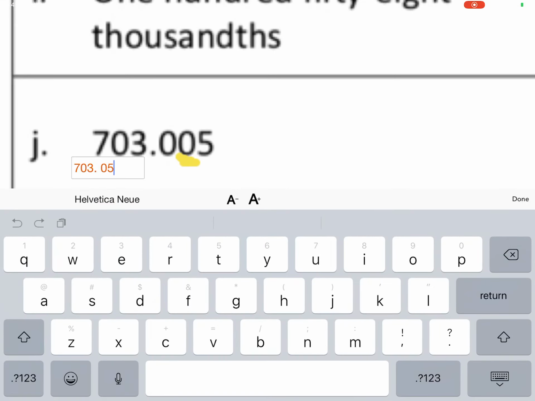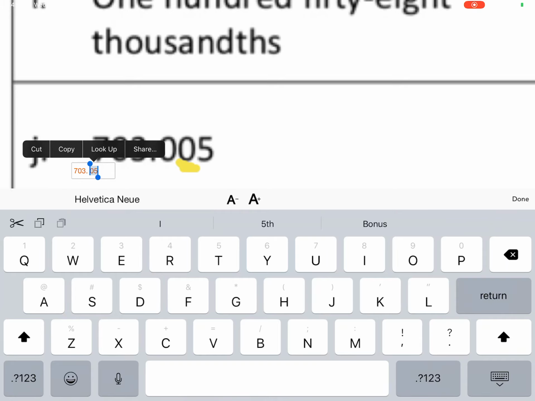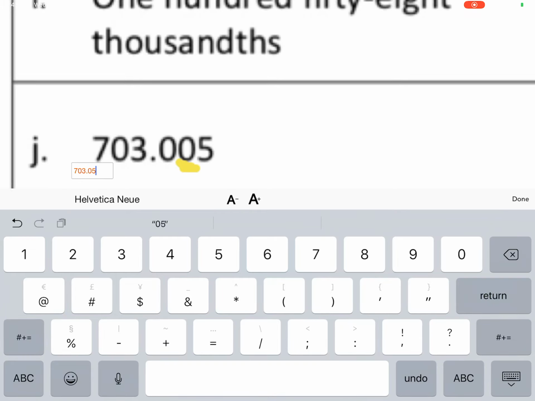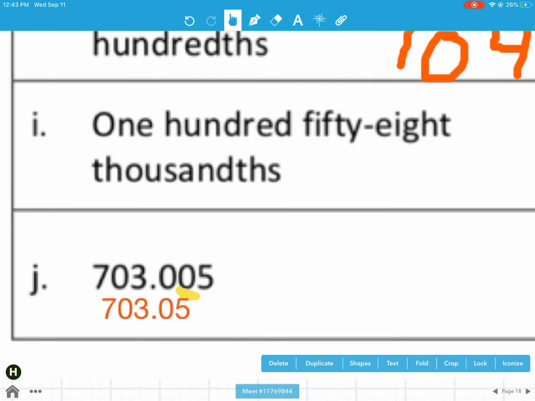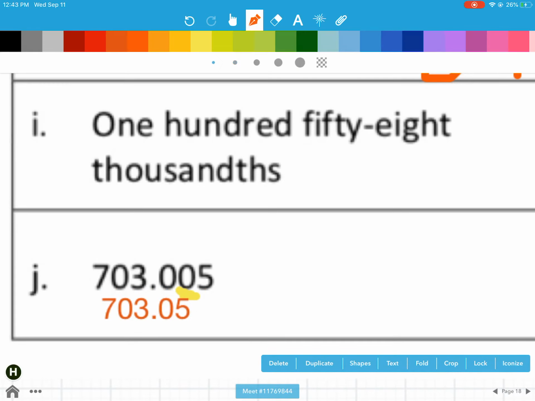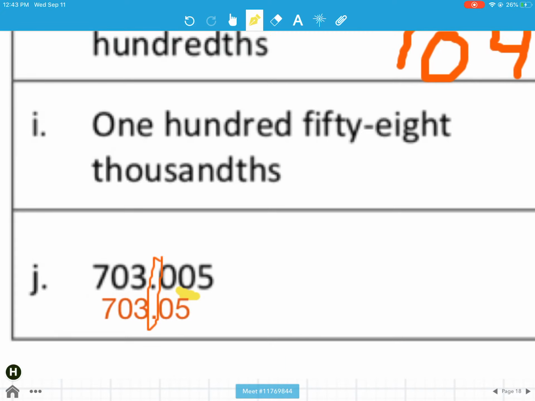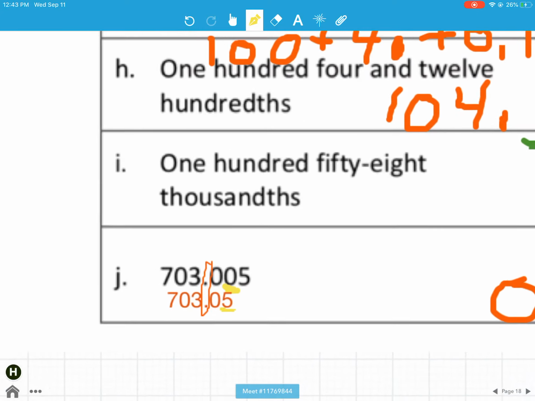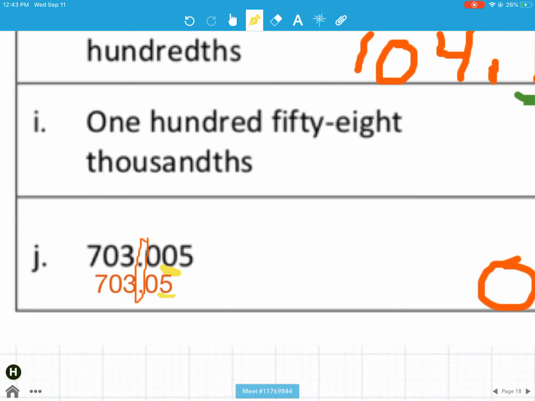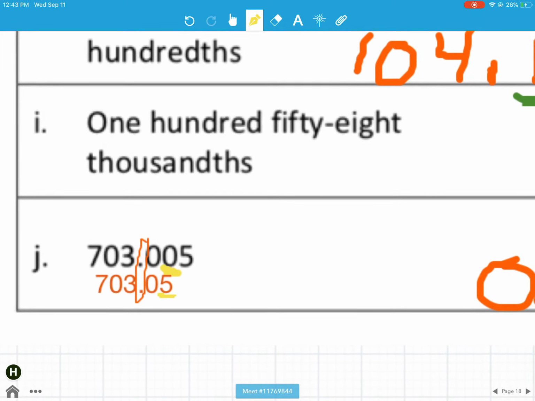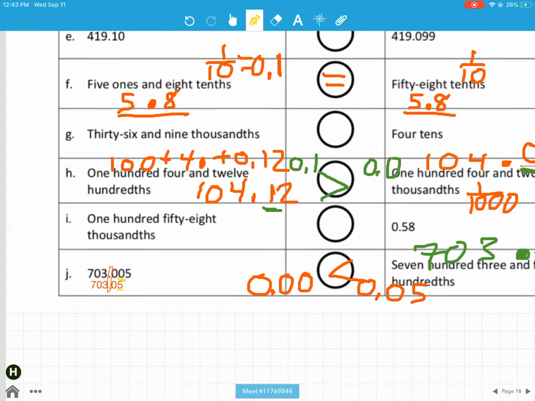If I line these up the best I can, where the decimals are in the same place, they're lined up, you can see right away the difference. So that's how we're comparing them, because we're lining them up and we're doing the hundredths place that we're comparing.